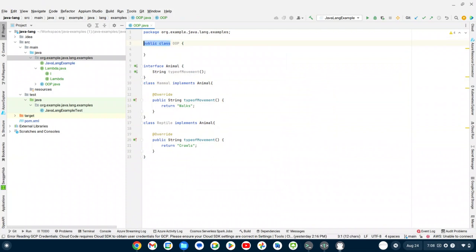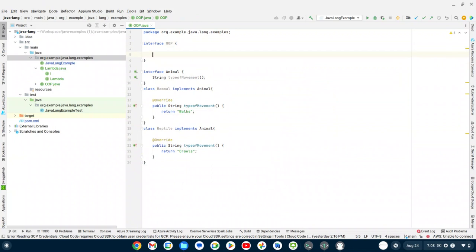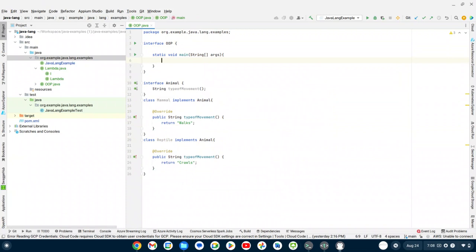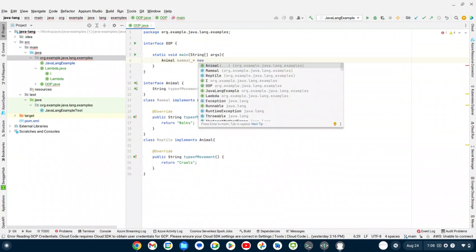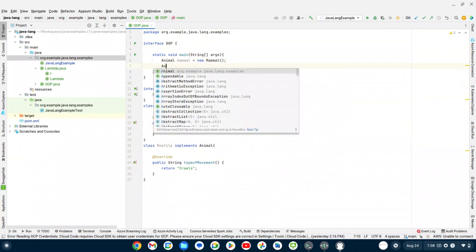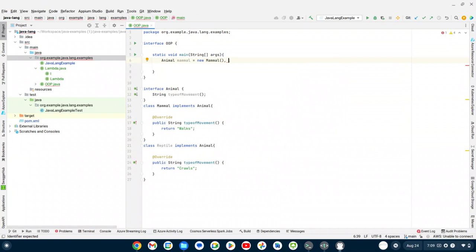Now, we already created the classes. If you see here, a mammal is an animal. Similarly, a reptile is an animal. We have used an is a relationship here, right? Similarly, reptile equal to new Reptile.